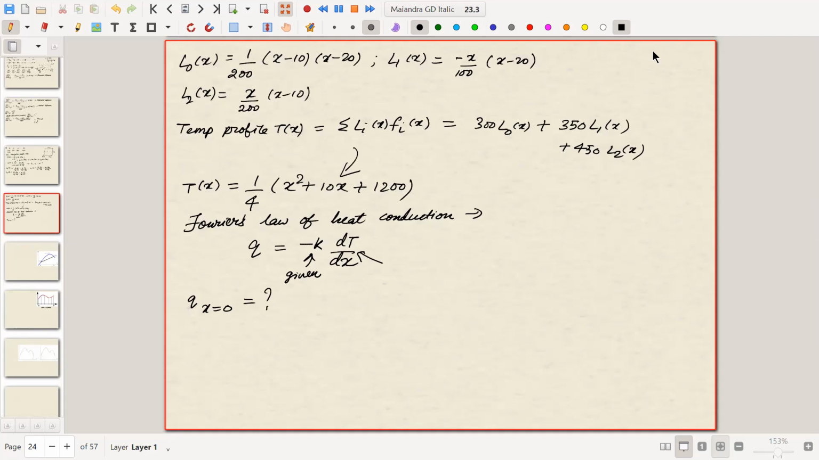And then you already have k. Oh, I did not mention k. So k is a constant which is like 100 watt per meter. So it's up to you, this is an exercise for you. Find q at x equals 0. Finally, your answer should depend on watt per centimeter square. What is q? dT by dx. You find the unit. Okay.